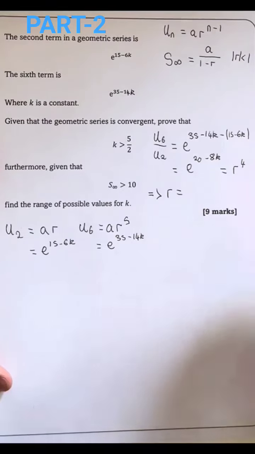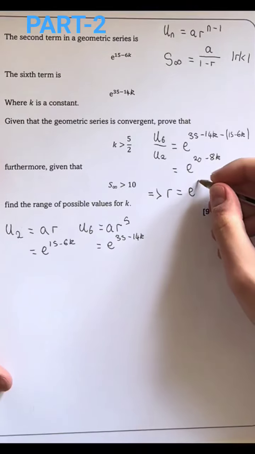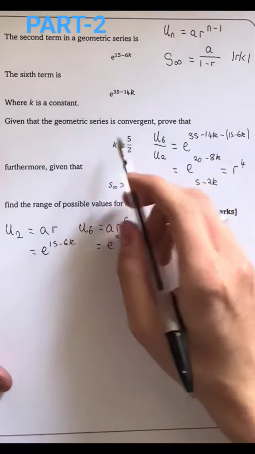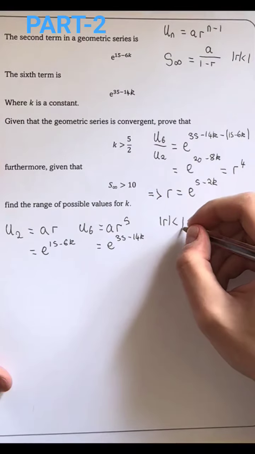Exponent here by a quarter using our laws of indices. So a quarter times 20 is 5, a quarter times minus 8k is minus 2k, so this is e to the 5 minus 2k. And we still haven't used the fact that the series is convergent, right? What this means is that, like we said, the absolute value of r is less than 1.